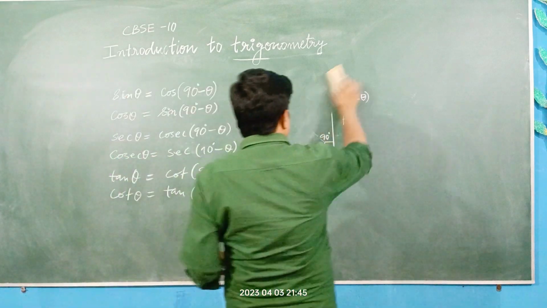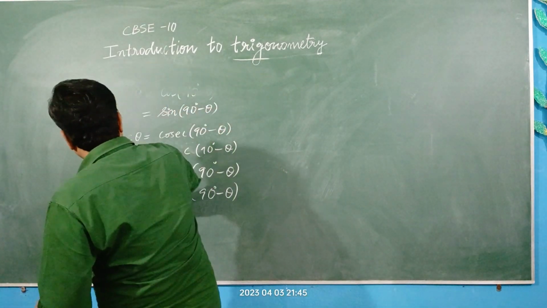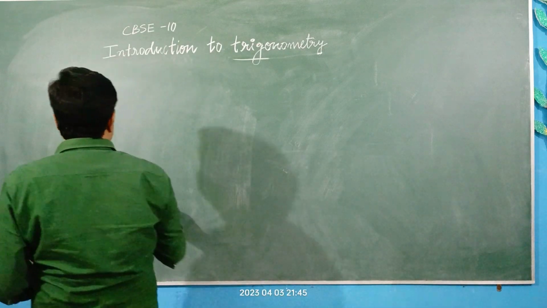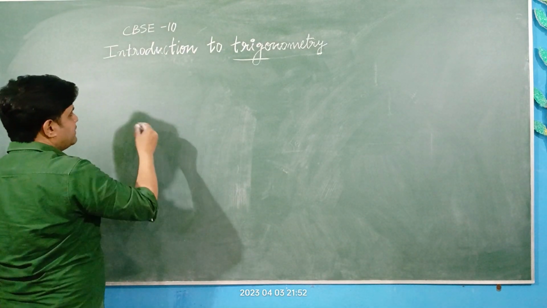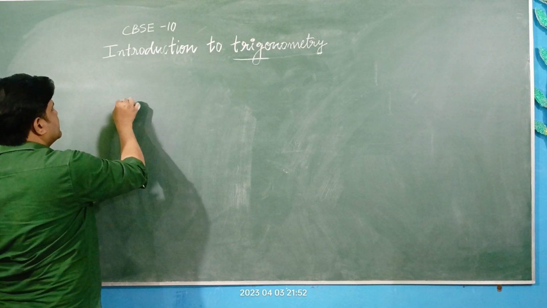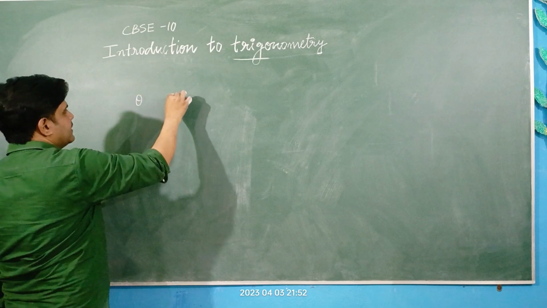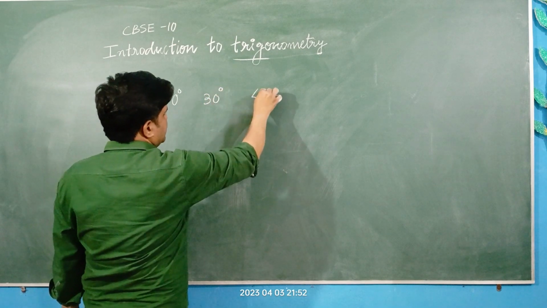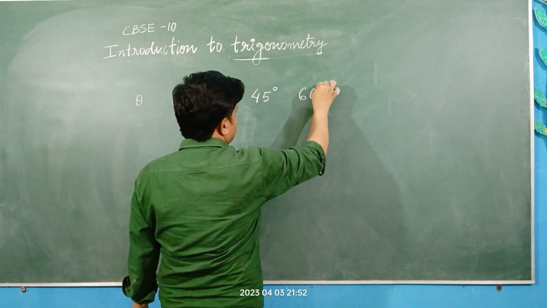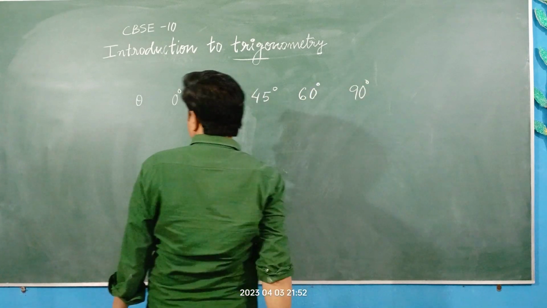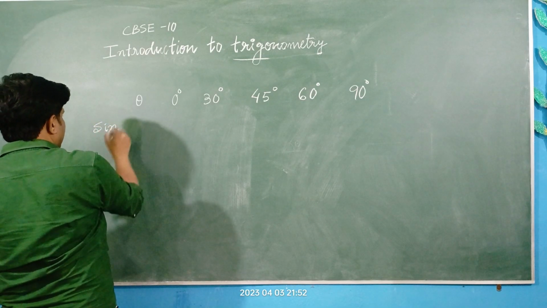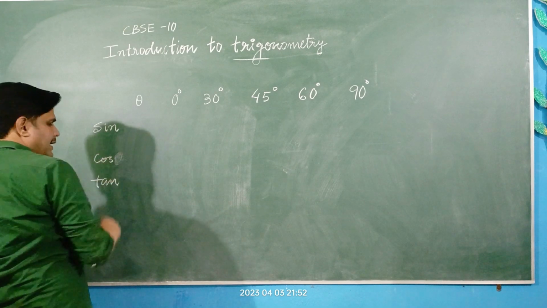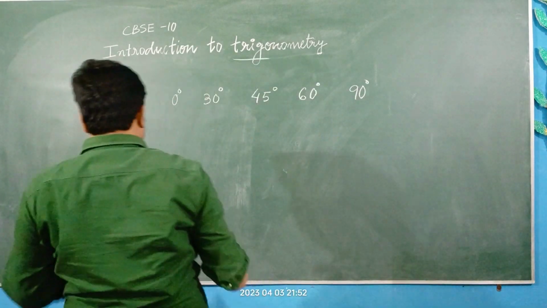Again, we have trigonometric ratios for certain fixed angles. Okay, now we are going to see the trigonometric ratios at fixed angles. So here I am representing the angles as theta, which will be 0 degree, 30 degree, 45 degree, 60 degrees and 90 degrees. And here I name the relations as sine, cos and tan. Let's do the three, and the other three will come naturally to us because they are reciprocal.